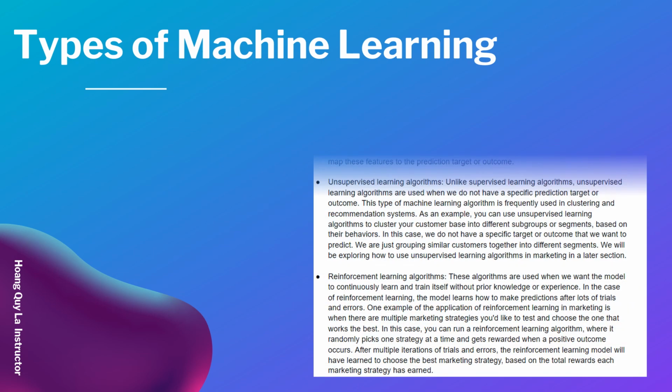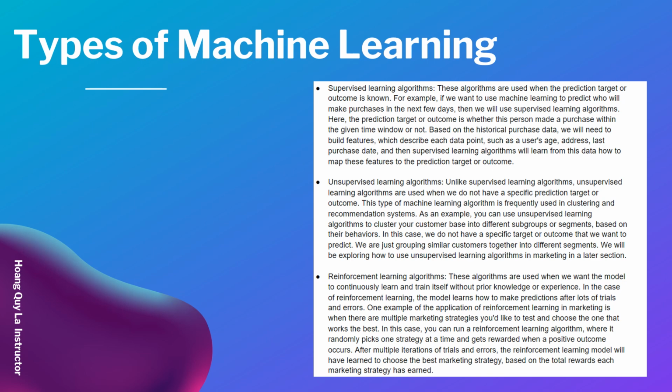Now let's talk about the first one, which is supervised learning algorithms. These algorithms are used when the prediction target or outcome is known. For example, if we want to use machine learning to predict who will make purchases in the next few days, then we will use supervised learning algorithms. Here, the prediction target or outcome is whether this person makes a purchase within the given time window or not.